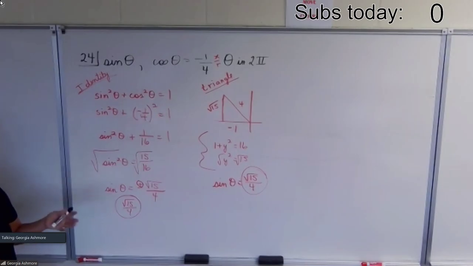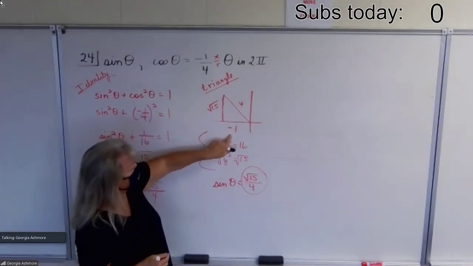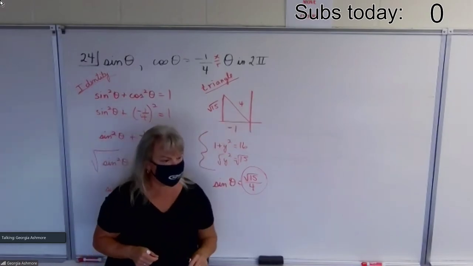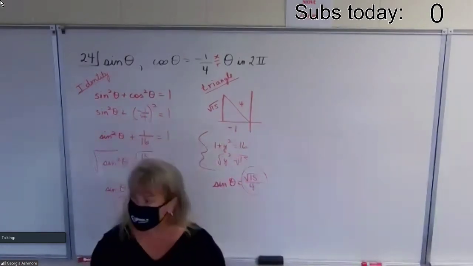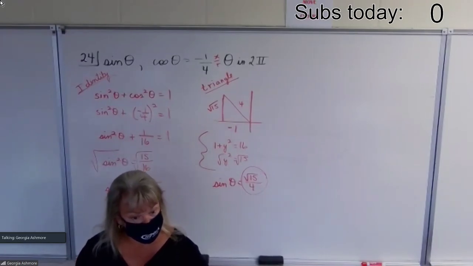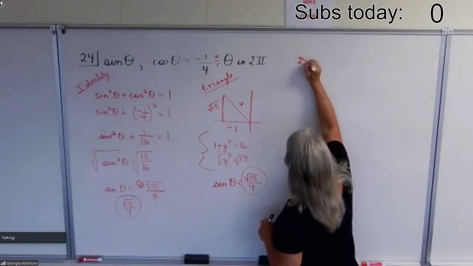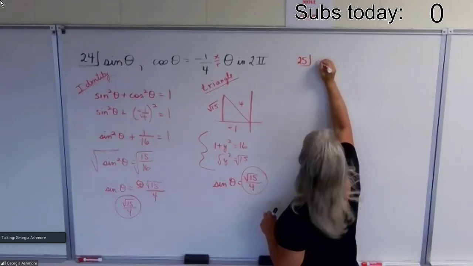Okay, I always check myself, though, real quick. Square 15, square 1, add, and get 16, and that's the square of 4. I always check it because it takes about 5 seconds. Okay, number 25, we are just going to do the triangle method. Just the triangle method. And they give me secant theta is 2.